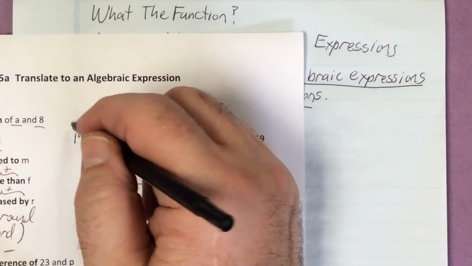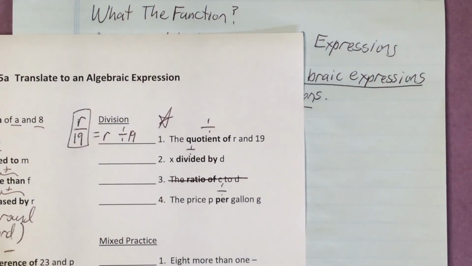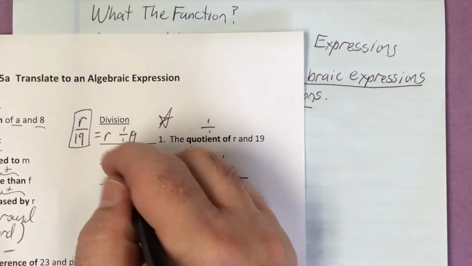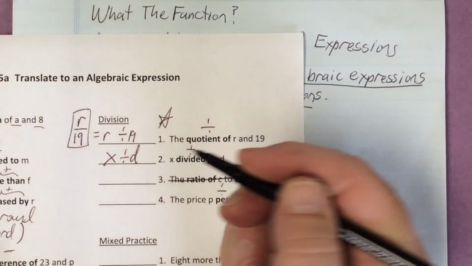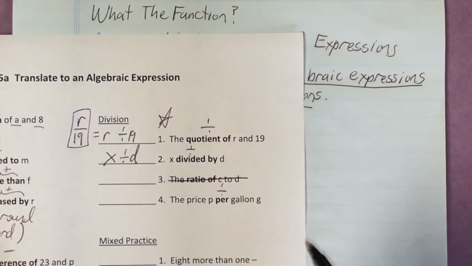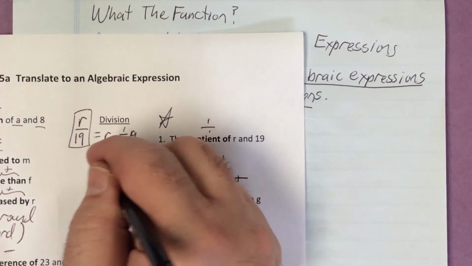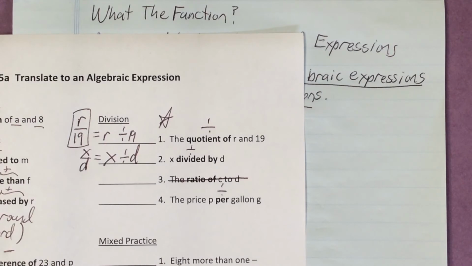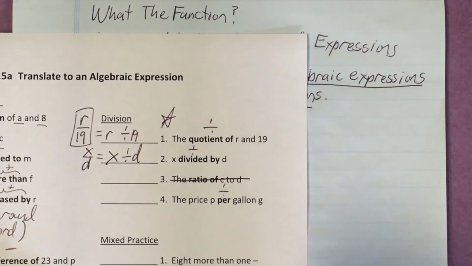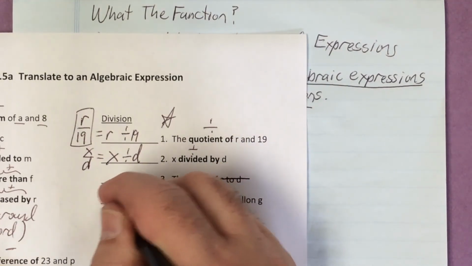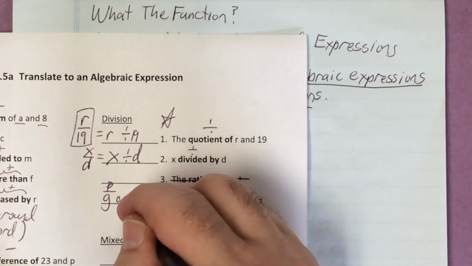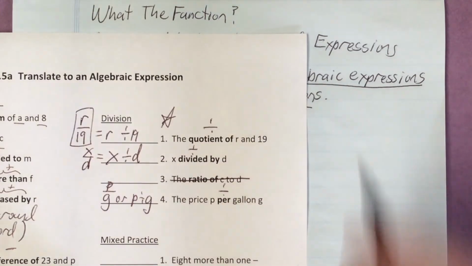The more common one we're likely to work with, at least at the algebra level, is going to be this one. Again, for number 2, we can take x divided by d, and we can just write this as x divided by d. Again, the one we're more likely to work with in Math 1 is when it's written in the form of x divided by d, as a fraction. In the case of number 4, we have the price P per gallon G. This is going to be the price P per, and it's going to be gallon. We're going to put G down here, or we could write this as P divided by G.